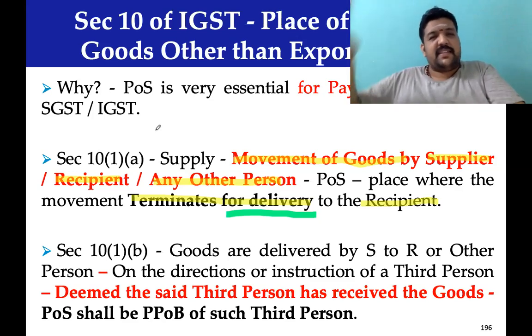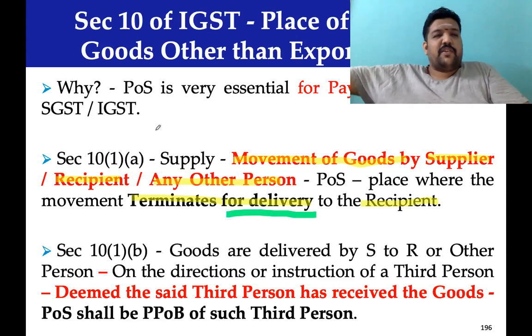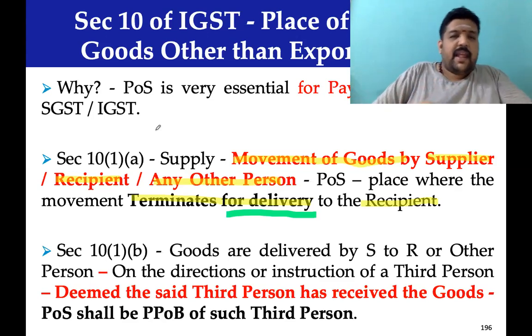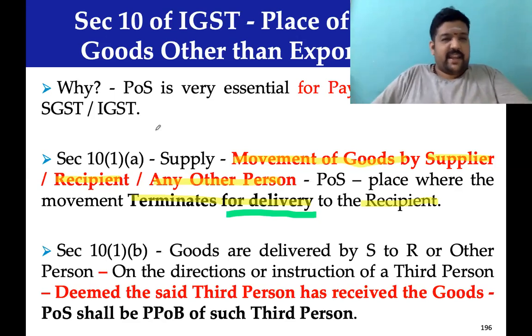Interstate supply means IGST. IGST means the Bangalore fellow, CD Limited, would be entitled to claim ITC. Okay? Okay, sir. If it is actual delivery, ITC will not be available.